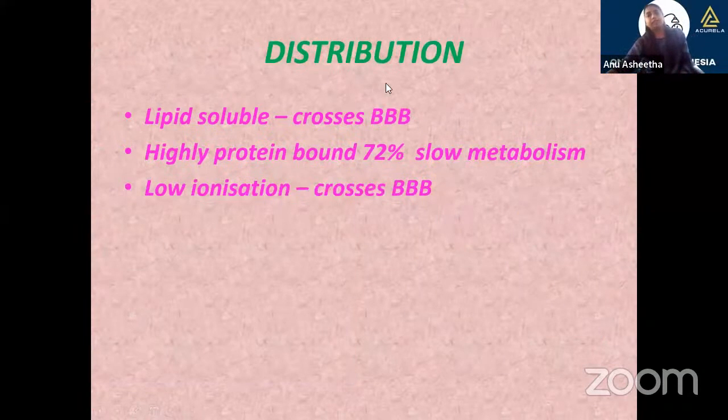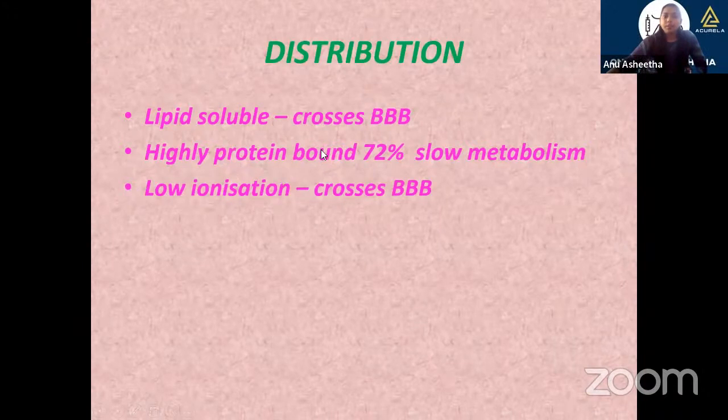So, what all decides distribution? It is lipid solubility, ionization, and protein binding. When a drug is protein bound, it is not available in the solution, so the metabolism will be slow. Lipid soluble drugs easily cross the blood-brain barrier, as most of our cells are made up of lipid membrane. Then low ionization, that is, ionization is inversely proportional to absorption. When the degree of ionization is low, it gets easily absorbed.